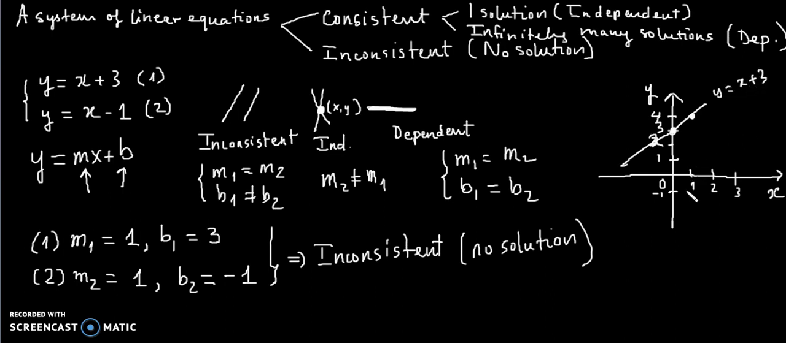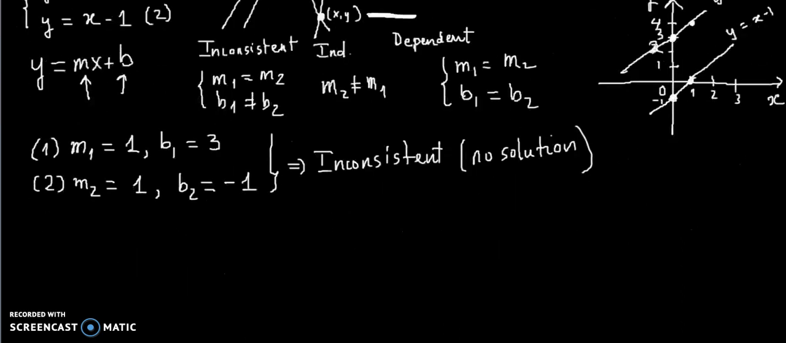Now the second line has y-intercept -1, and then rise 1, run 1 over here. They should be parallel. You can actually eyeball this and say this is parallel. So they have no solution. No intersection means no solution. Alright, let's try another example.